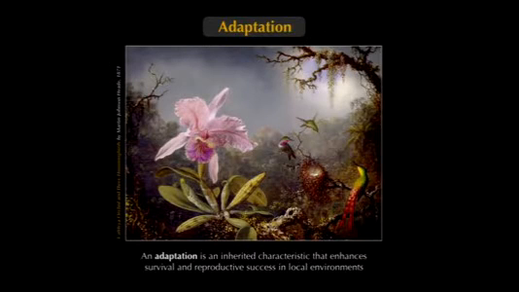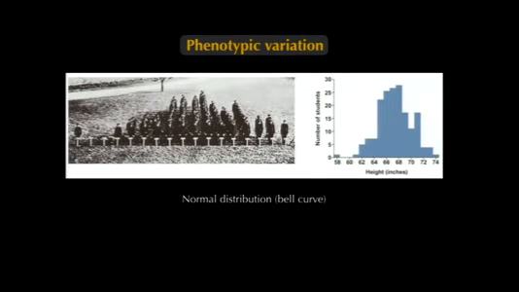Adaptation is, as we described, the fact of organisms having structures, having phenotypes that make them match their environments in ways that make them successful and effective. Populations vary in their phenotypic traits as a rule. And often that phenotypic variation occurs according to a normal distribution of phenotypic traits.